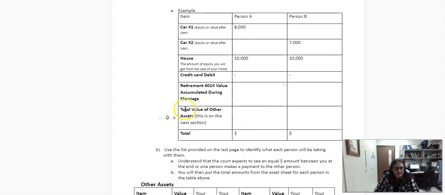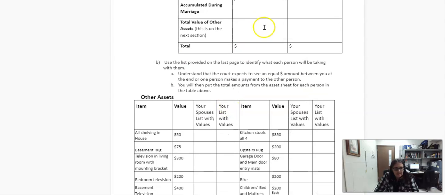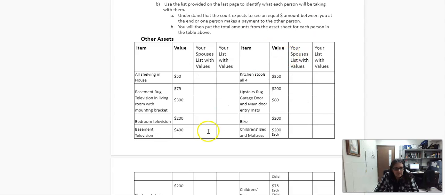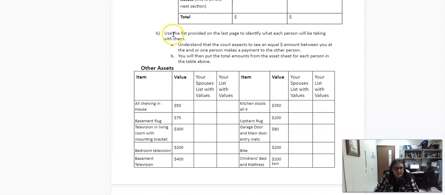And then this next section is total value of other assets. So you have to skip that for now and the total for now, and you're going to do this. I have a list provided on this page that identifies what each person will be taking with them. Understand the court expects to see an approximate equal dollar amount between you at the end, or one person makes a payment to the other person.